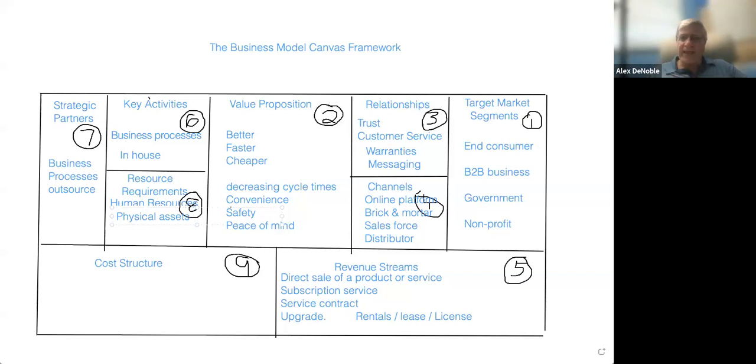So what you're thinking about here, in terms of your resource requirements, is the human resource requirements and the physical resource requirements. Now, sometimes you might have intangible assets, and I'll show you what I mean in a second. Here I'm talking about intangible assets.